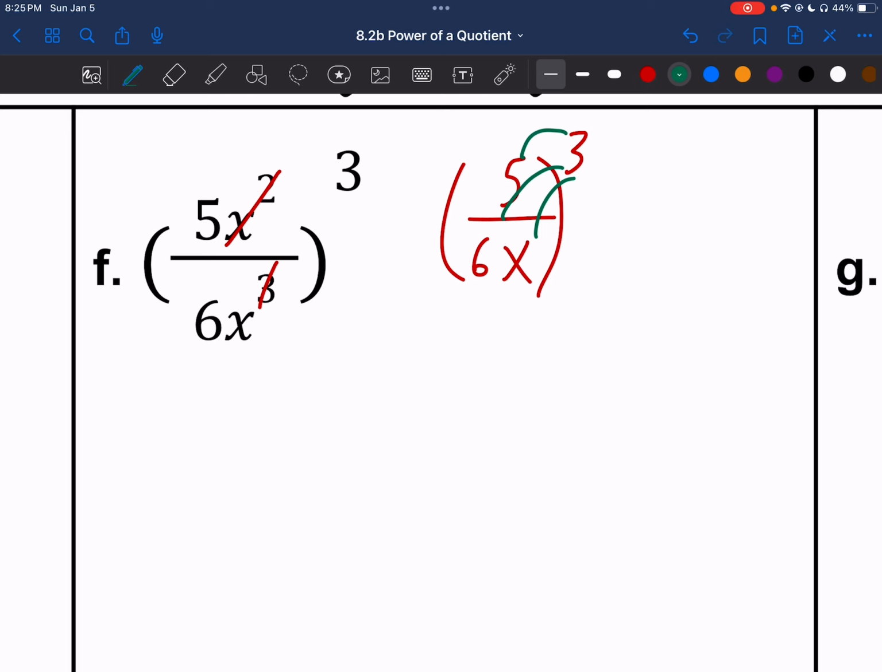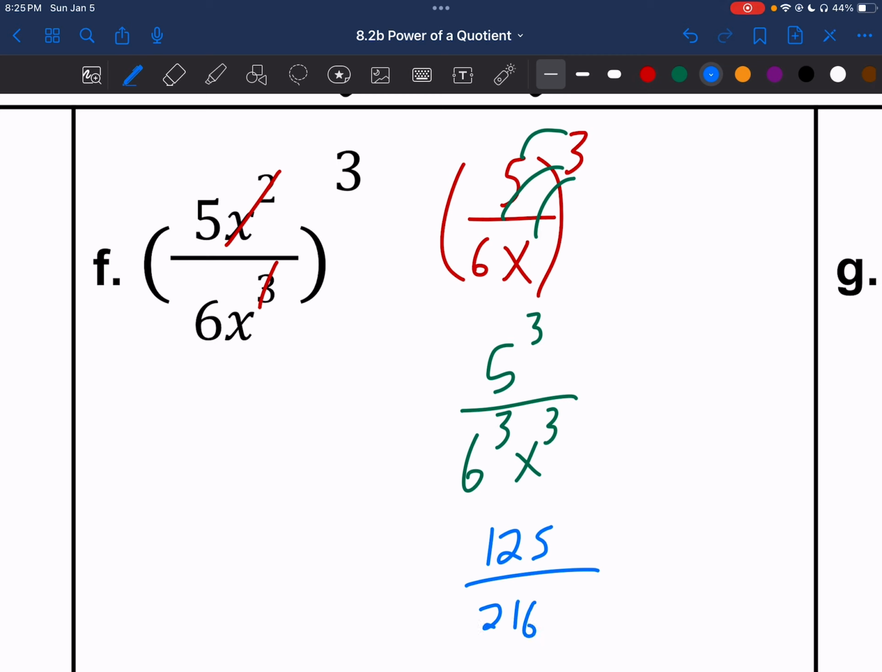So I apply power rule, and I'm going to get 5 to the third power over 6 to the third power, x to the third power. And when I actually do that application of the exponent, we get 125 over 216x cubed.